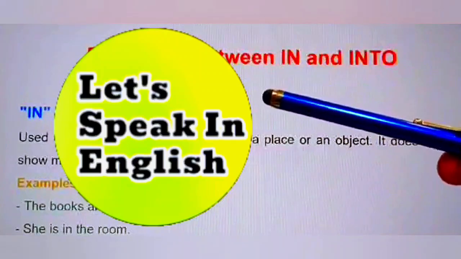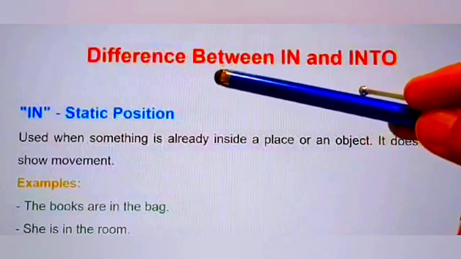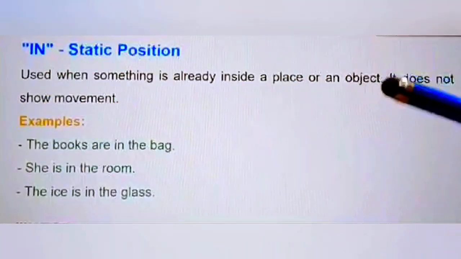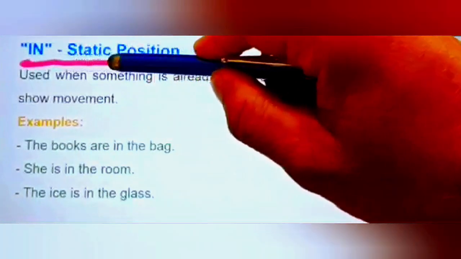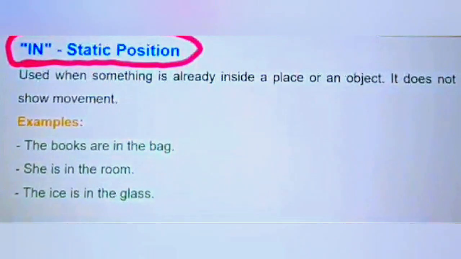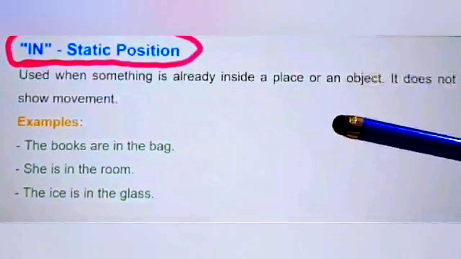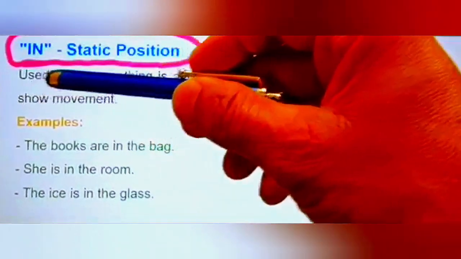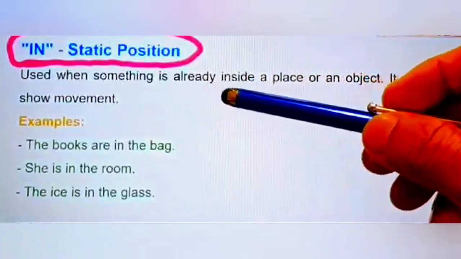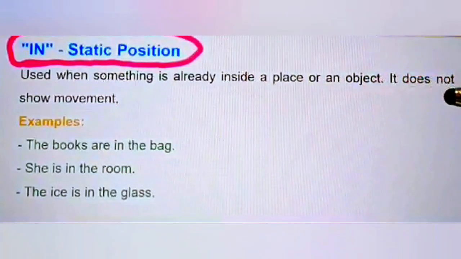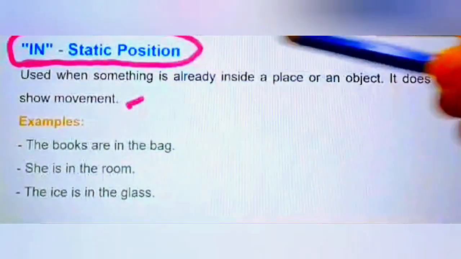Today we're going to describe the difference between in and into. The first one we have here is in. We use in for static position. Anything that does not have any movement, we use the word in there. In is used when something is already inside a place or an object, and it does not show movement.